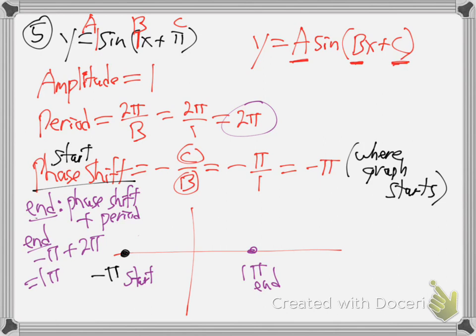So one more time. When they give you sine or cosine or whatever, you identify A, B, and C, and then the amplitude's just the A. The period is 2 pi over B, 2 pi in this case, because B is just 1. And the phase shift is negative C over B, which came out to be negative pi. That's where the graph starts. So it starts at the phase shift, and then the period is how long until it ends its first cycle. Remember that? That's what period is. It's the width of one cycle.